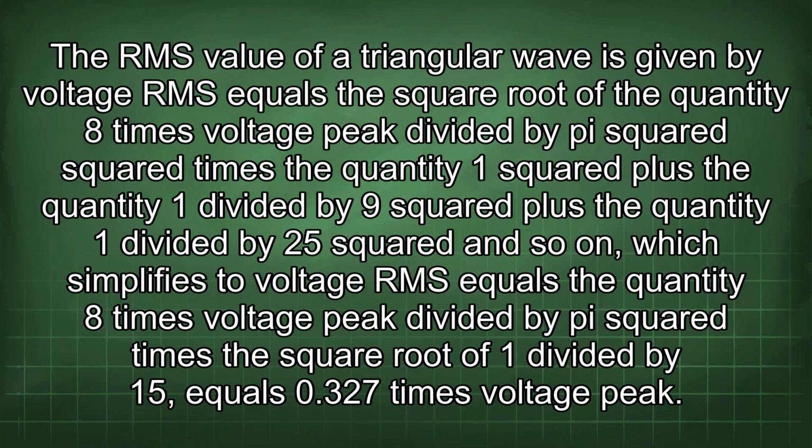The RMS value of a triangular wave is given by voltage RMS equals the square root of the quantity 8 times voltage peak divided by pi squared times the quantity 1 squared plus the quantity 1 divided by 9 squared plus the quantity 1 divided by 25 squared, and so on, which simplifies to voltage RMS equals the quantity 8 times voltage peak divided by pi squared times the square root of 1 divided by 15 equals 0.327 times voltage peak.